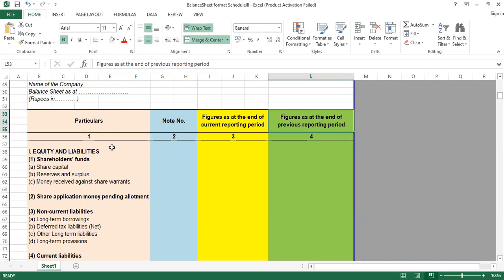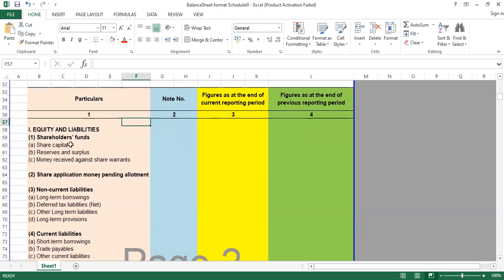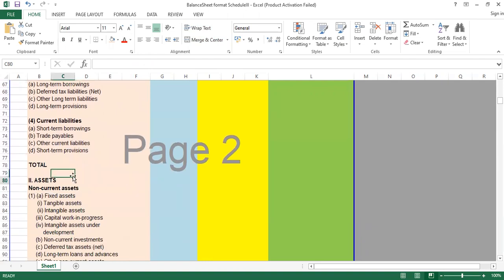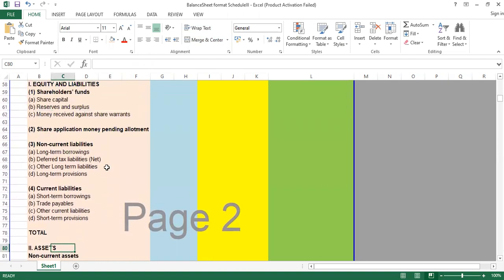So what is the first item? First is your liability side. In liabilities, we have one, equity and liabilities, then second is your assets. So the balance sheet has two parts. Roman numeral one indicates equity and liabilities. In that we have shareholders' funds, then share capital, reserves and surplus, then money received against share warrants.